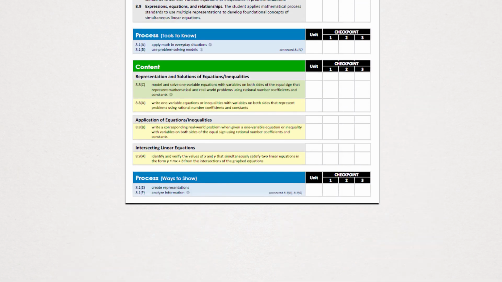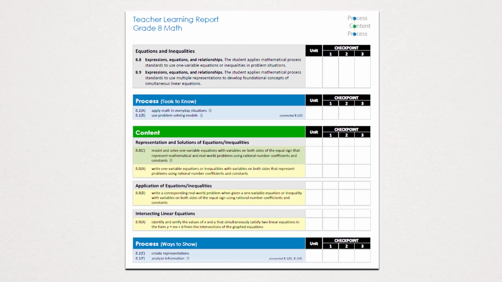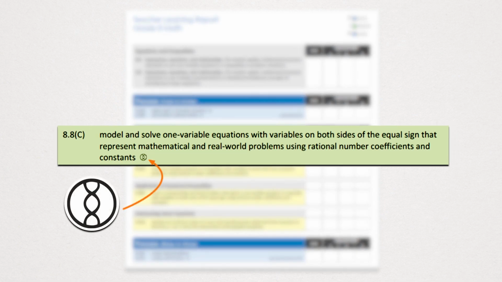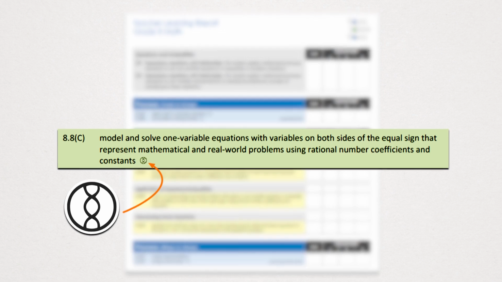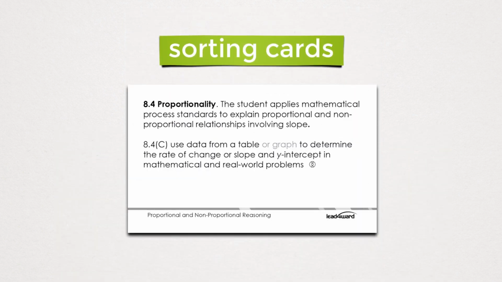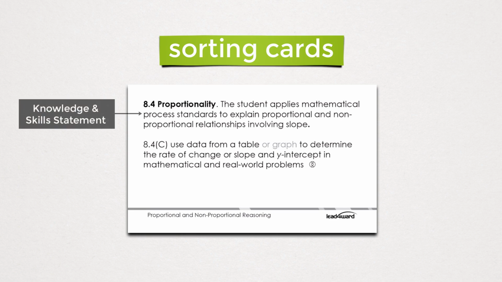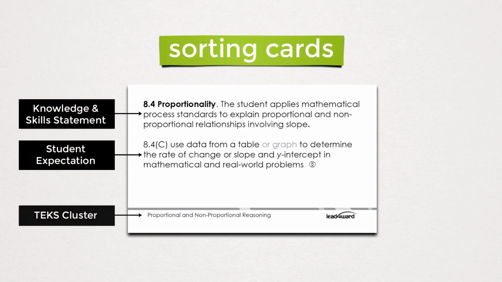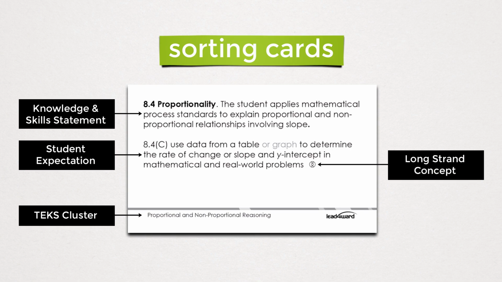As you begin to use the Lead Forward Teacher Learning Reports to plan and monitor your instruction, you'll notice that some of the standards have this icon next to them. Those are the standards that meet the criteria for being a long strand concept. You may also be using the Lead Forward sorting cards. On the front of these cards, you'll find the knowledge and skills statement, the student expectation, the text cluster, and the same icon marks the standards that are long strand concepts.